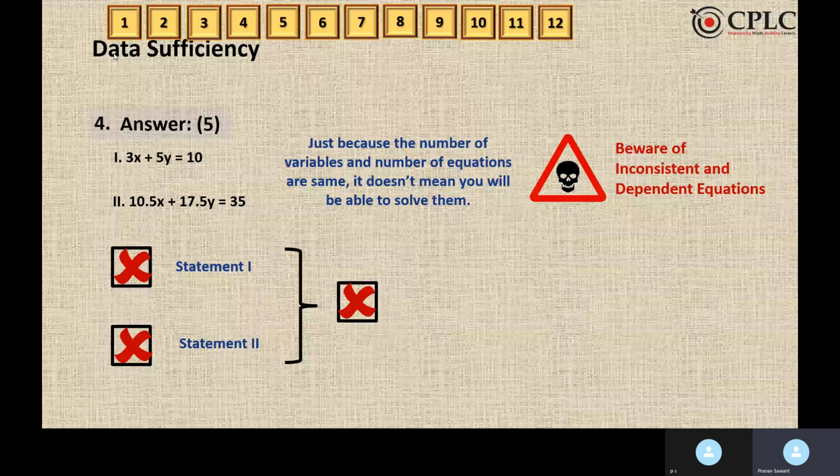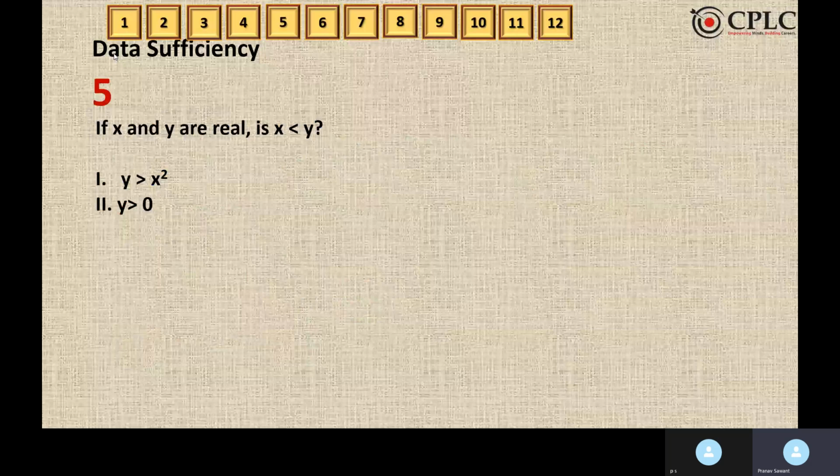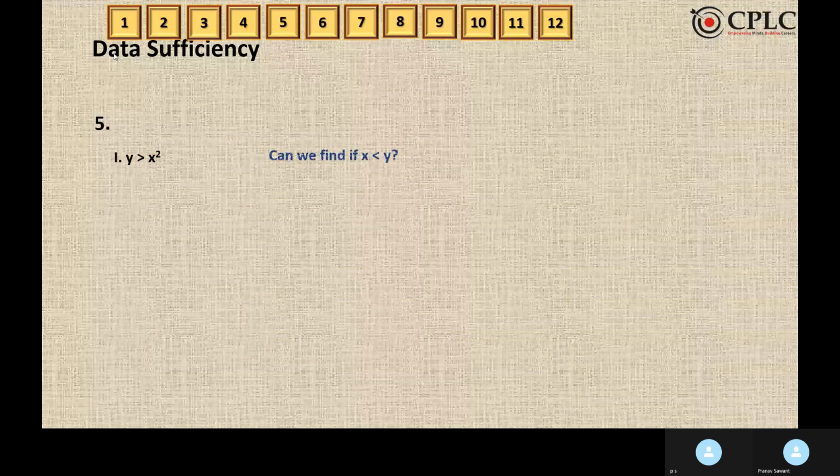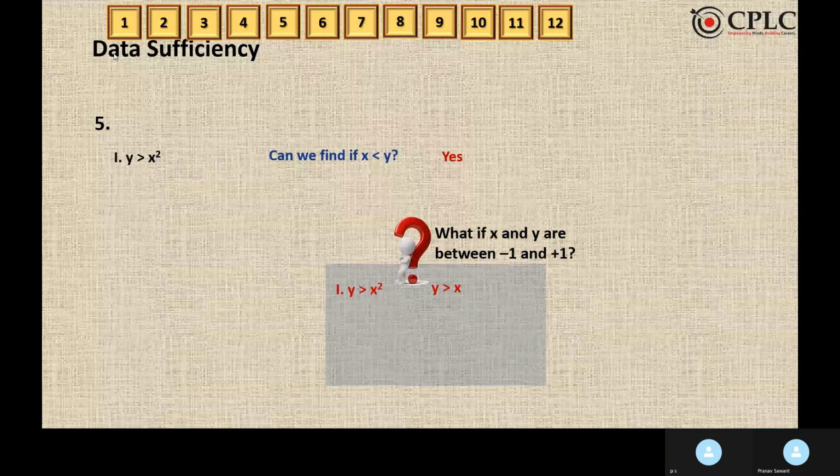Moving to the last question. If x and y are real, is x less than y? The first statement says y is greater than x square. The second statement says y is greater than 0. Let's check using the first statement. Can we find if x is less than y? Now, the statement says y is greater than x square. So, if the value of y is greater than the value of x square, it has to be greater than x, right?